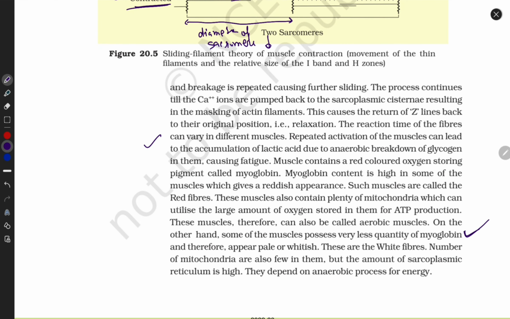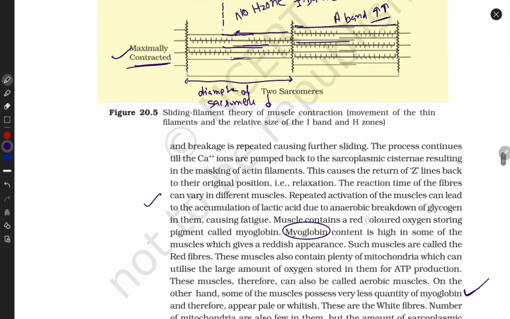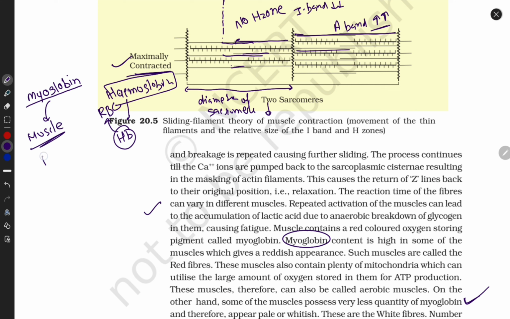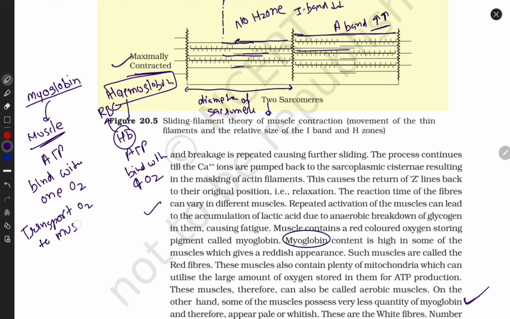All right, guys. Okay, next important word, myoglobin. We all know what hemoglobin is. Where is hemoglobin present? In RBC. Where is myoglobin present? In muscle cells. They also use ATP. Hemoglobin binds with 4 oxygen, myoglobin with one oxygen. They transport oxygen to muscles and in the complete body.